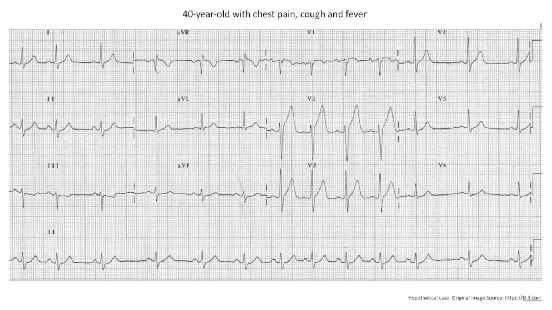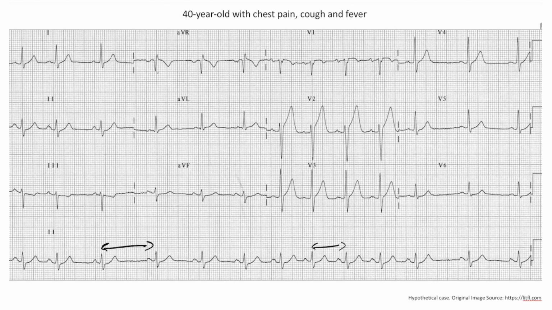So the next case is that of a 40-year-old who presents with chest pain, cough, and fever. Notice how the rhythm is clearly irregular. For instance, the duration of this beat is significantly shorter compared to the duration of this beat. When estimating a rate, a good way is to count the total number of QRS complexes on the EKG and then multiply that by 6. So the heart rate's about 13 times 6, or about 78.